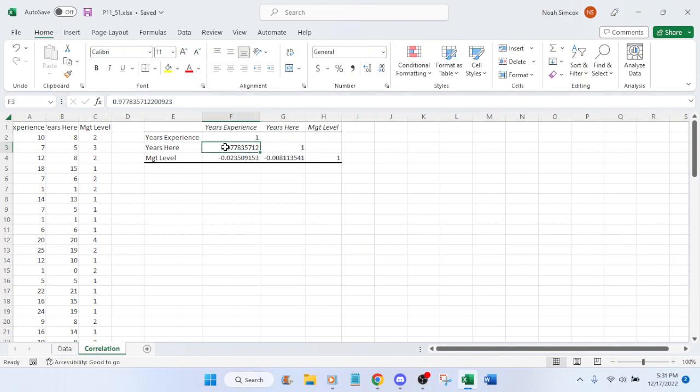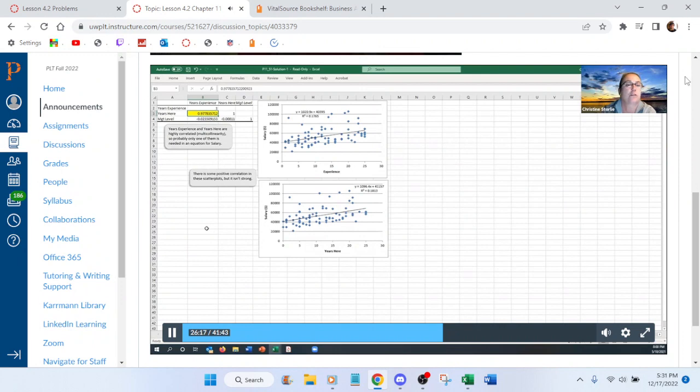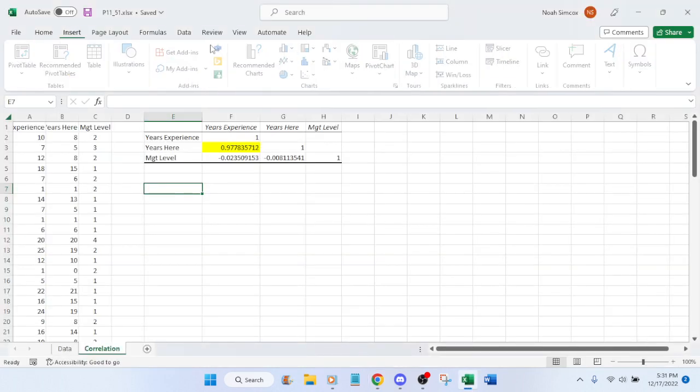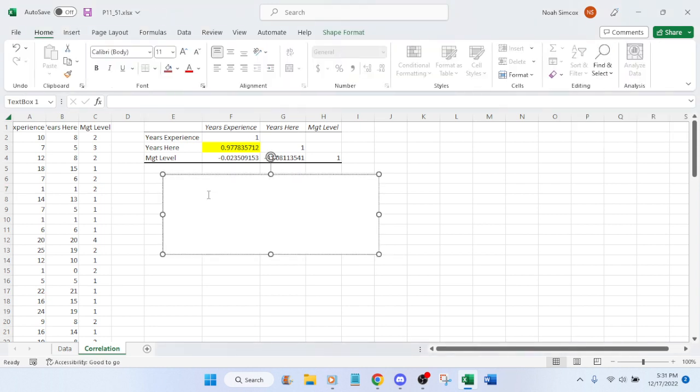And we have a high correlation here. Years here and years experience are highly correlated, so probably only one of them is needed in the equation for salary.